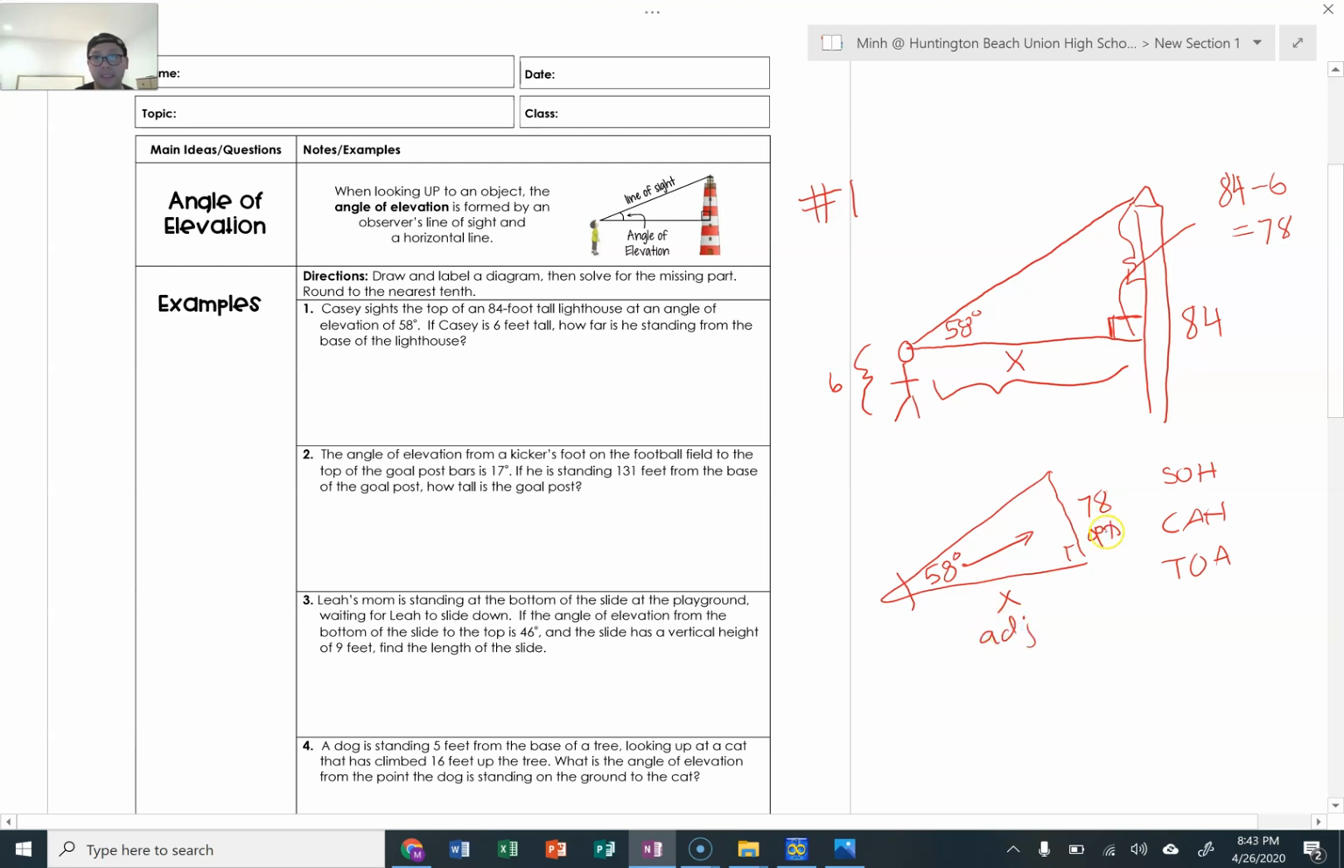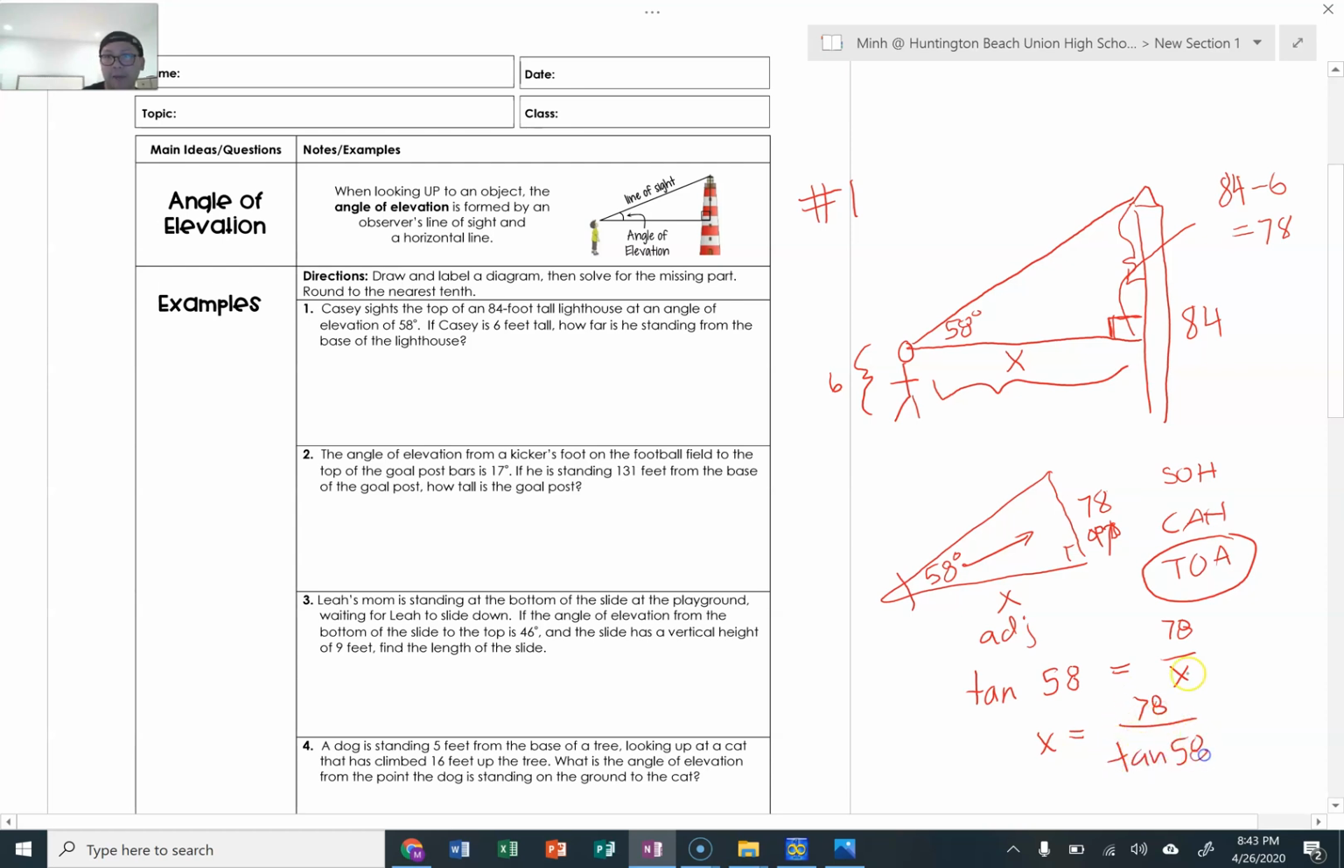Since I'm given my opposite and my adjacent, we're going to use the tangent function, because there's an opposite and adjacent there. So solving for this, that's going to be tangent. My reference angle is 58 degrees. And then tangent's opposite over adjacent, so that's going to be 78 divided by x. And to solve for this, we're going to do the switch. So that's going to be x is equal to 78 over tan 58.